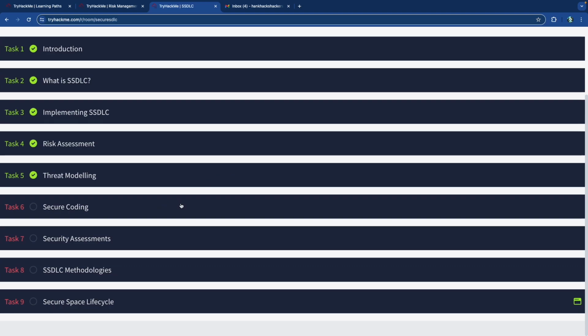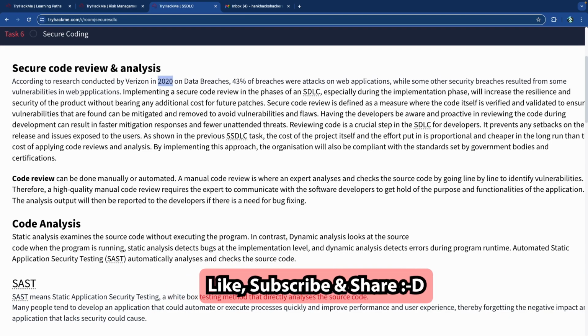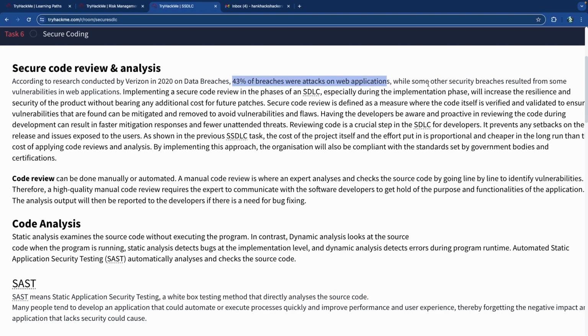So now let's look at secure coding. According to Verizon and research that they did in 2020, 43% of data breaches were on web applications, and some other security breaches resulted from vulnerabilities in the web applications. So there were attacks on the web applications and then vulnerabilities in the web applications.